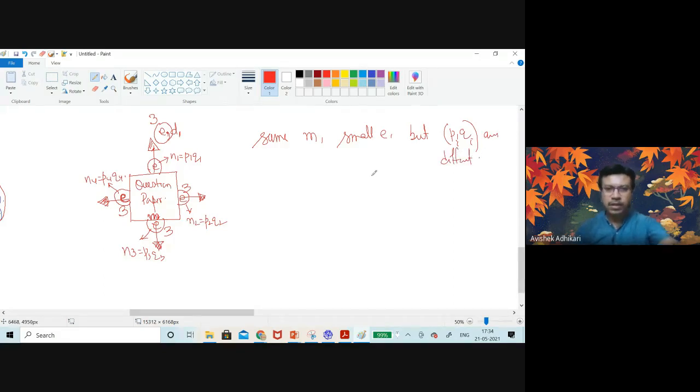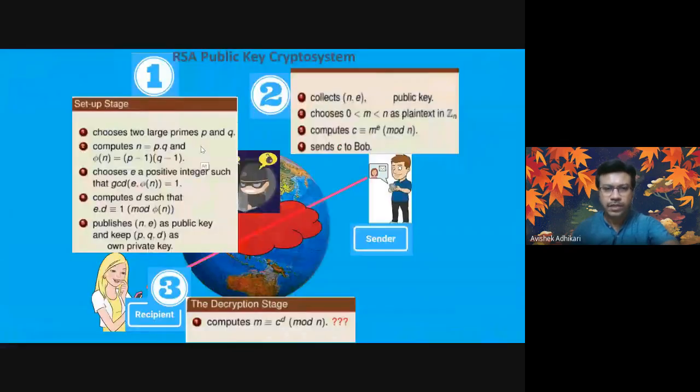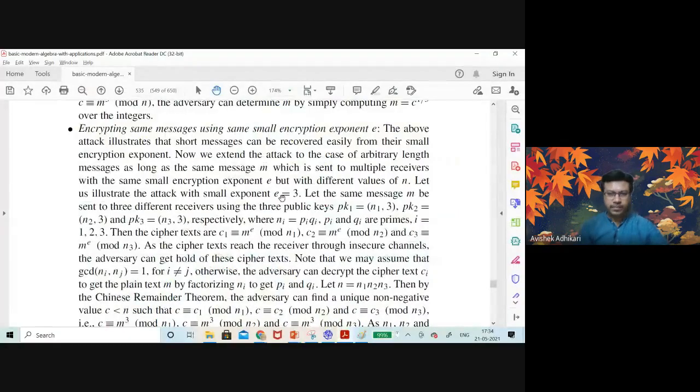Okay. Now same m, but in my last example we had the condition that m should be less than n, and here we are dropping this concept. That means we are generalizing the attack. In my previous attack, that was my assumption, but now I have removed that assumption. It's any m, but I am sending the same m to different students. Now how to attack?